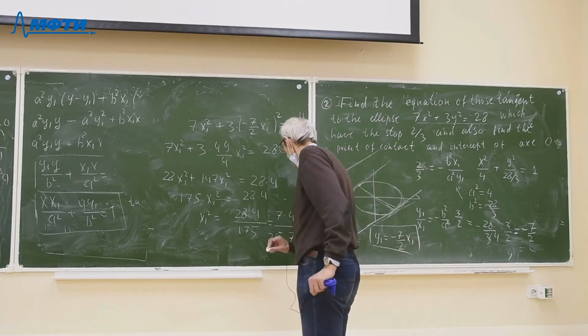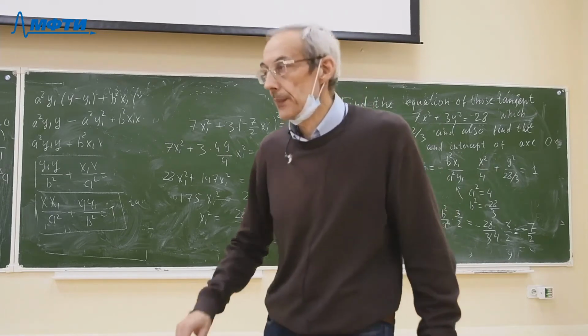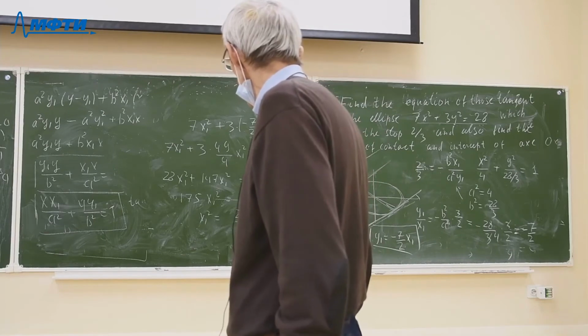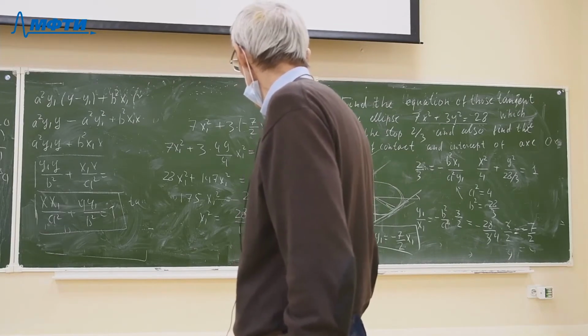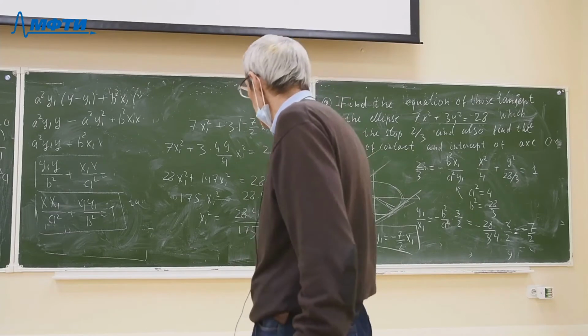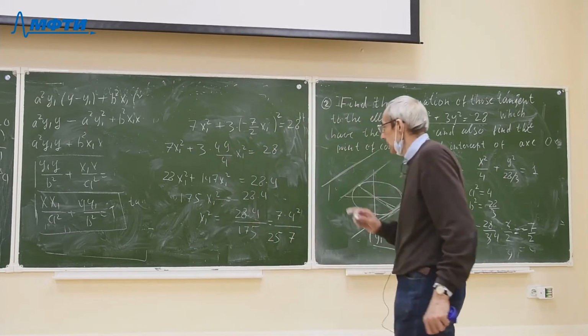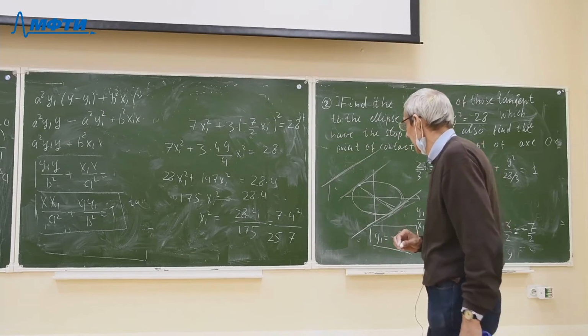Sorry, Professor. The question is, why is it 147 x1 squared? I think it should be... Oh, okay. So it's right, eh? Yes, it's okay. Let's check our calculation.